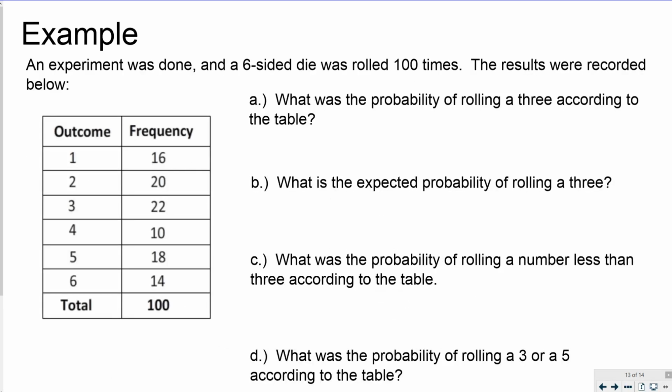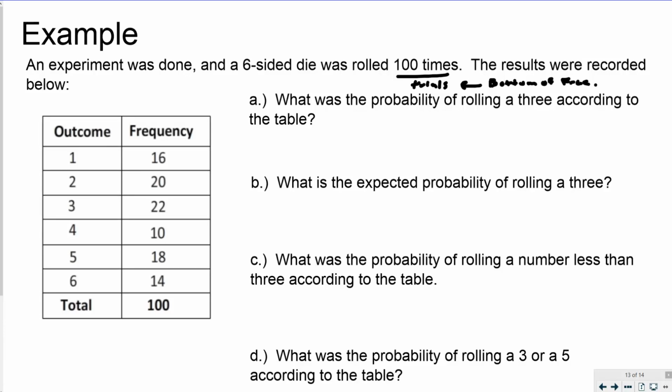And then an experiment was done and a 6-sided die was rolled 100 times. The results were recorded below. So I have outcome and frequency here. What was the probability of rolling a 3 according to the table? So 100 trials were done, which means this is going to be the bottom of my probability fractions here.